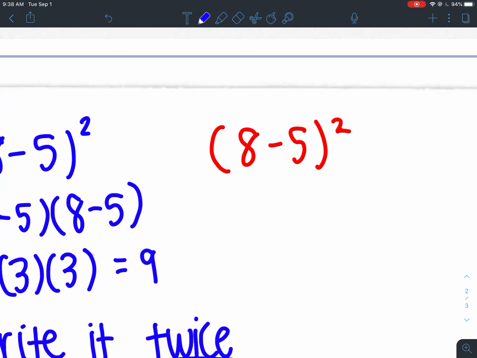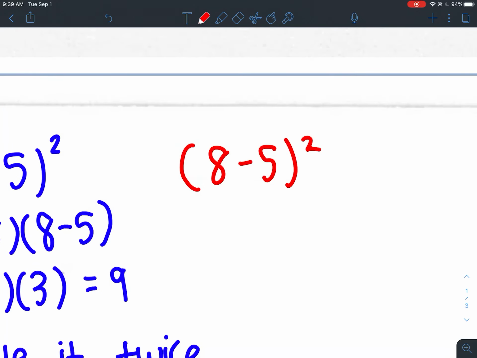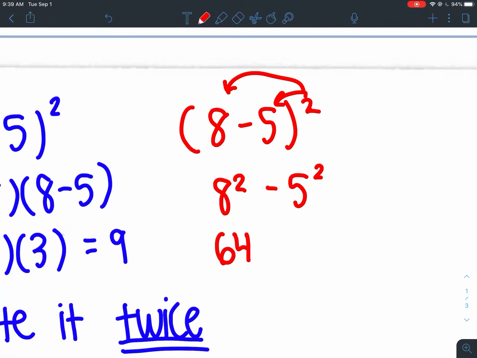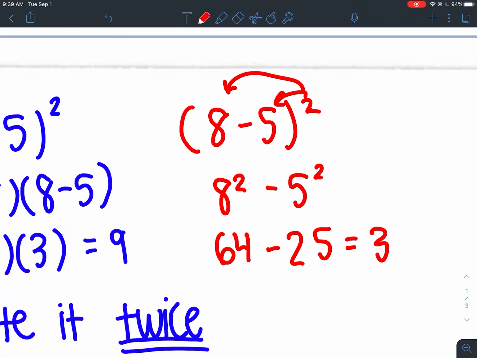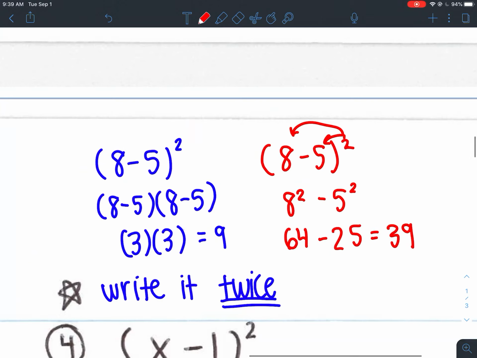So let's do it the other way, and the wrong way. The wrong way is distributing the 2 in. If we distribute that 2 in and we square them, right? 8 squared, and then you do minus 5 squared, right? Well, 8 squared is 64. 5 squared is 25. 64 minus 25. That's 39, right? So you clearly don't get the same answer in either case.